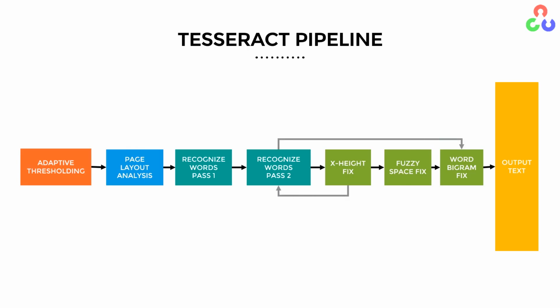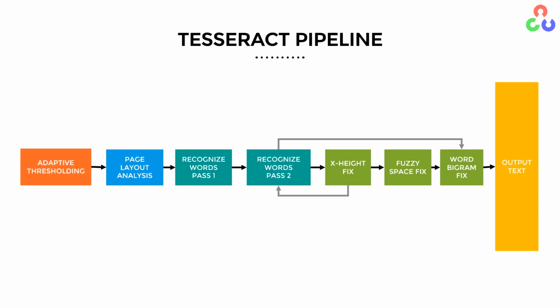After going through this process, they do an X height fix. And once they have fixed the X height, they want to go and recognize the characters again because it improves accuracy and things like that. So there are many cycles in the code between these various phases as well.